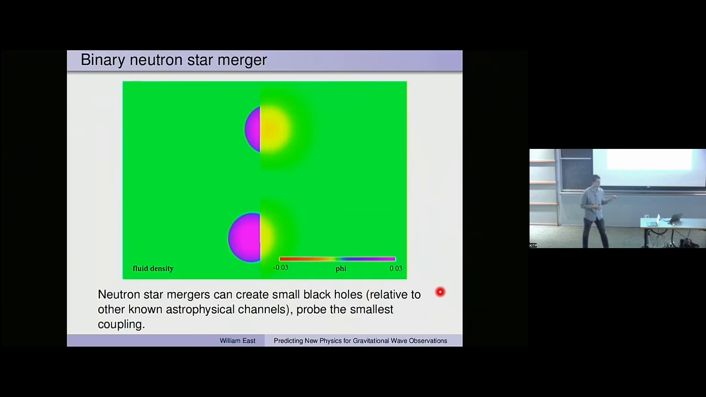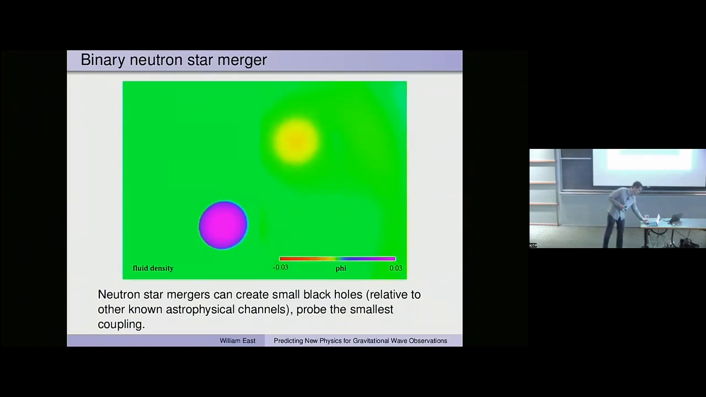I just want to briefly mention that these methods can also be used to tackle other compact object mergers, in particular neutron stars. One reason that neutron star mergers might be particularly interesting is that they can give rise to black holes with masses of around 3 solar masses, which is small compared to other known astrophysical channels for creating black holes. And all these theories are most sensitive to the smallest curvature scales, so they have the biggest effects around the smallest black holes.